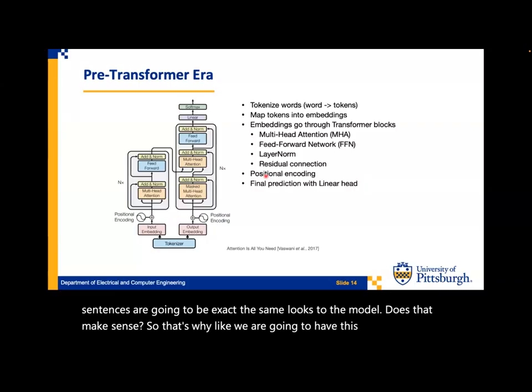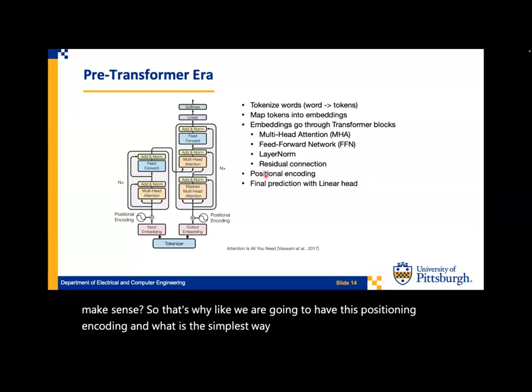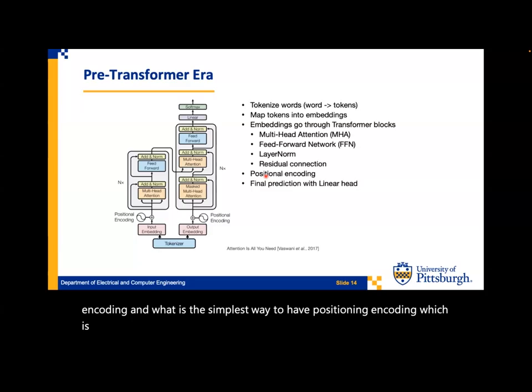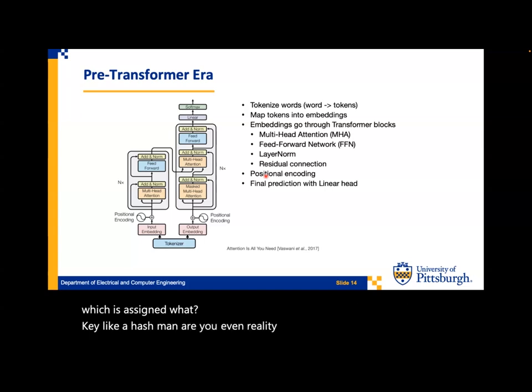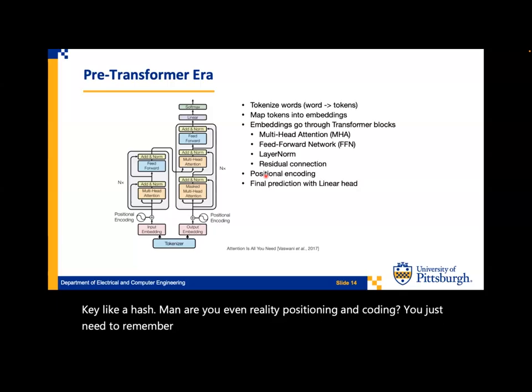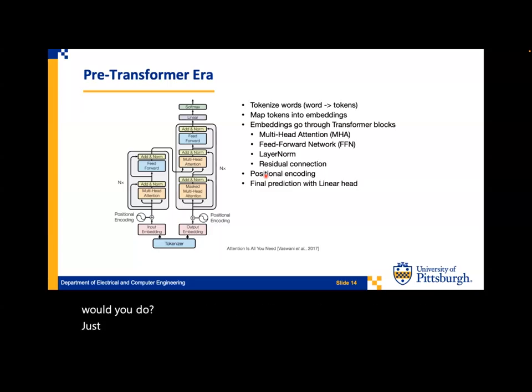And what is the simplest way to have positional encoding? We just assign what? You don't even need a hash map. You just need to remember the position of each word. So if you were the architect, what would you do? Just assign 1, 2, 3, 4, just like an index. You can have 1, 2, 3, 4 assigned to each token.